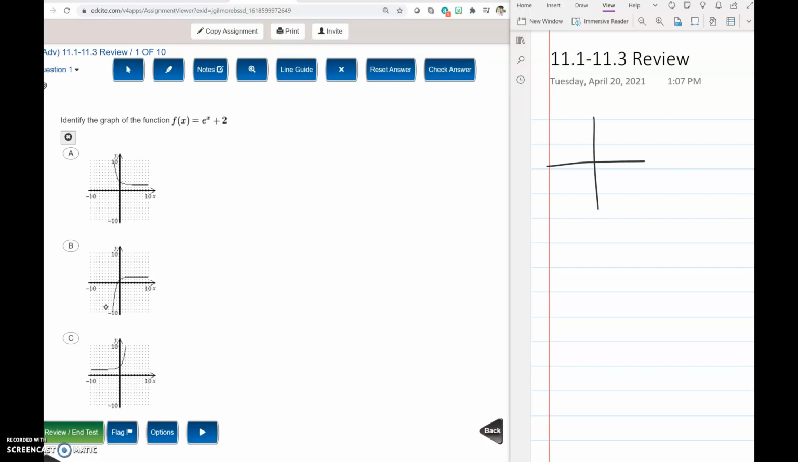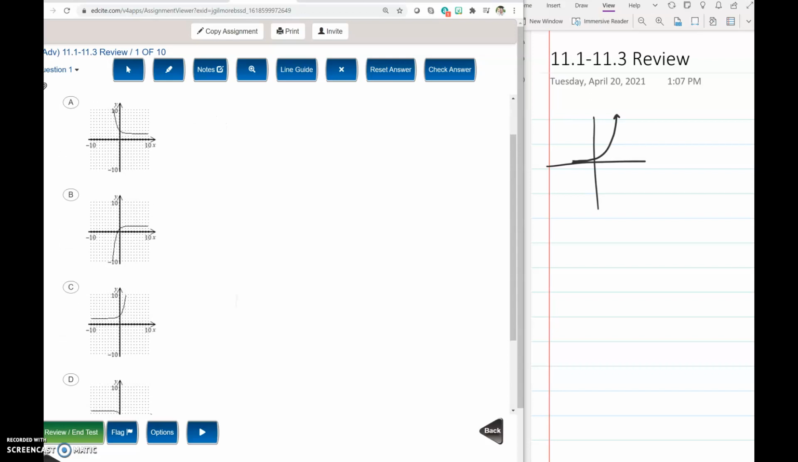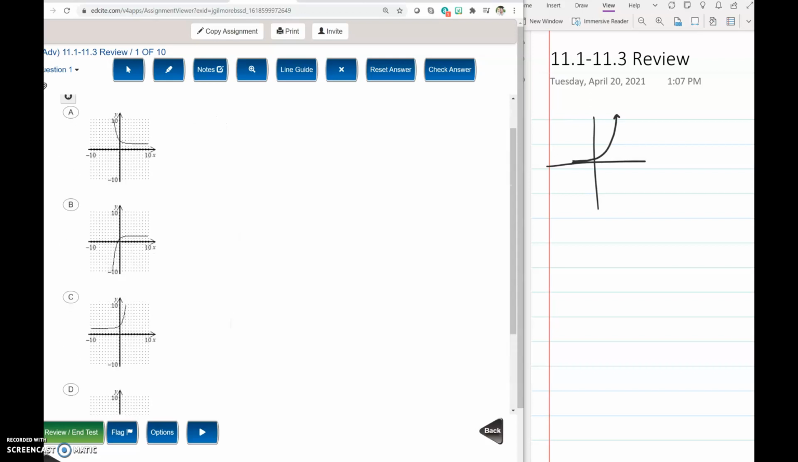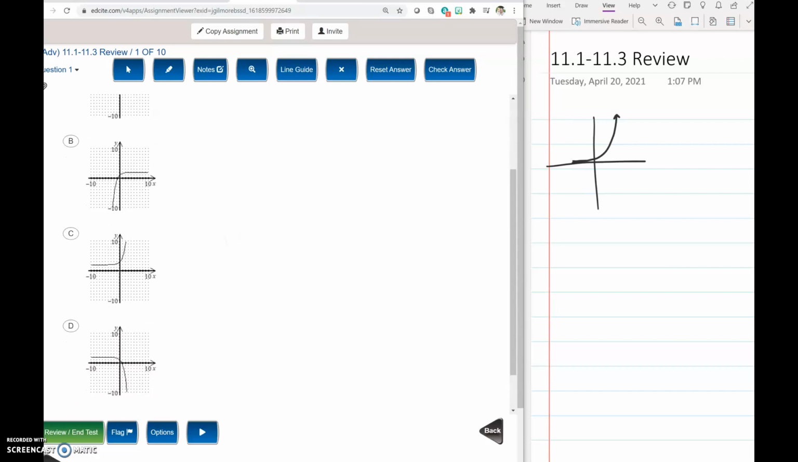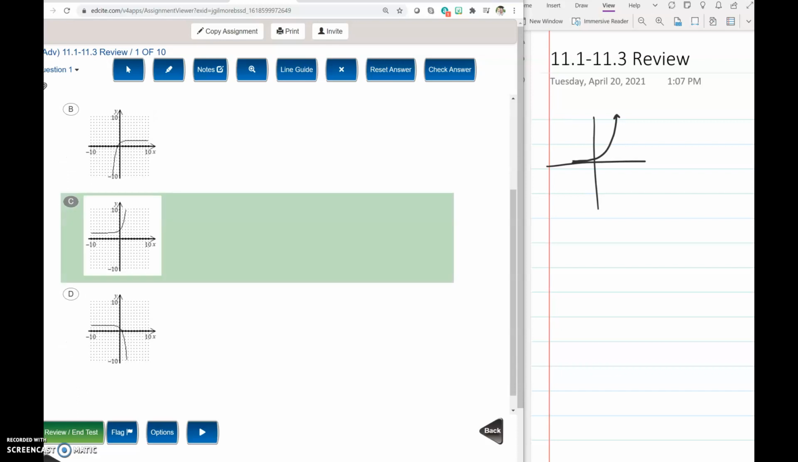So just remember, exponential growth looks like it starts close to the asymptote and then curves up and away. And then this one needs to be moved up too. So looking through these options, the one that looks like my picture but moved up 2 would be that one.